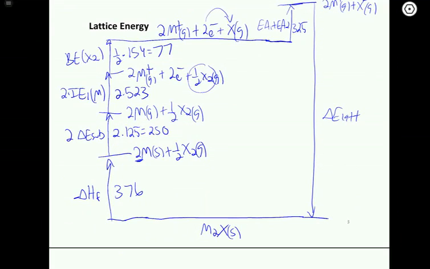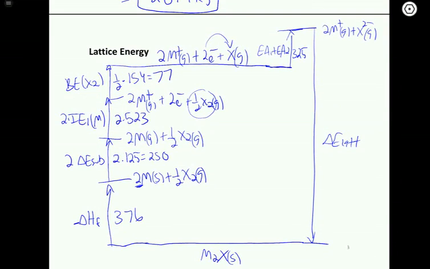So in this case, the only exothermic step, and I use the word exothermic meaning negative delta E, the only step that has a negative delta E is the lattice energy. All the rest of the steps in this cycle have positive delta E, a little bit different than when you have a 1 minus anion involved.